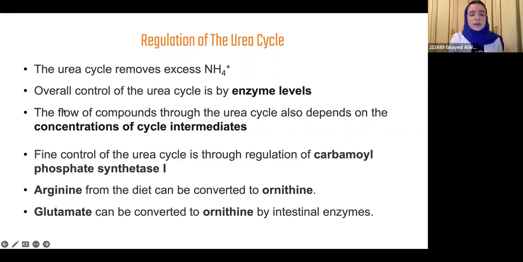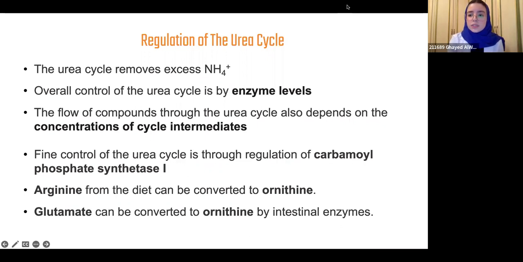Another thing is that the urea cycle also depends on the levels of the intermediates, such as carbamoyl phosphate, citrulline, arginosuccinate, arginine, and all of those. If those intermediates are high, then you'll have an increased flow of the urea cycle. And if those intermediates are low, then the urea cycle won't be able to proceed, right? Because it depends on these intermediates and also the enzyme levels.